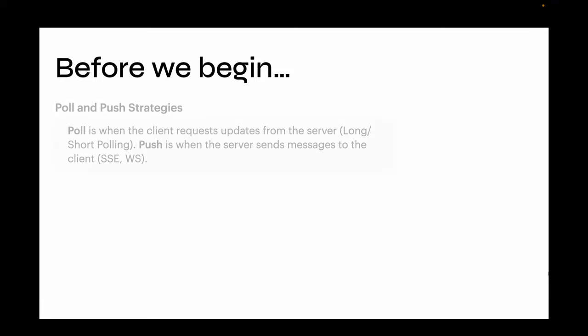Before we begin, let's clarify a couple of points. First, the difference between pull and push strategies. Both strategies are needed for delivering updates. Pull is when the client requests updates from the server, for example, short and long polling. Push is when the server sends messages to the client, for example, server-sent events and WebSockets. In simple words, push is when the server initiates the update, and pull is when the client is the initiator.